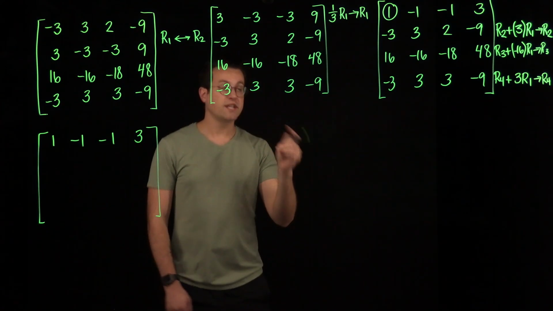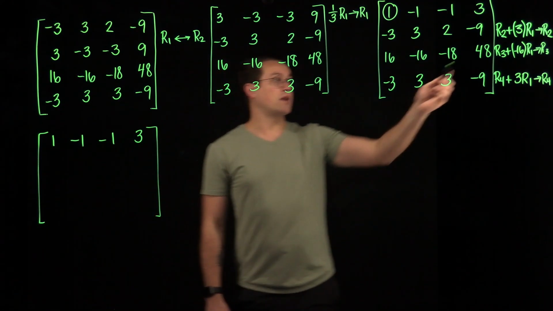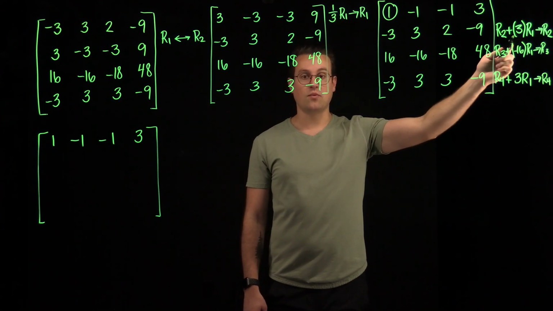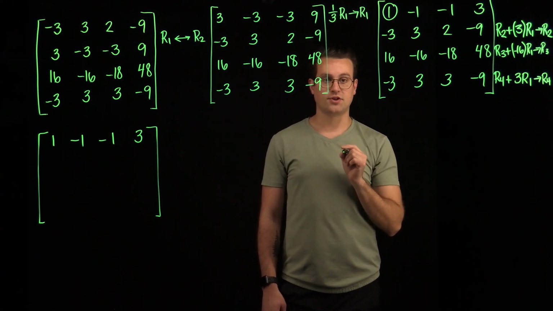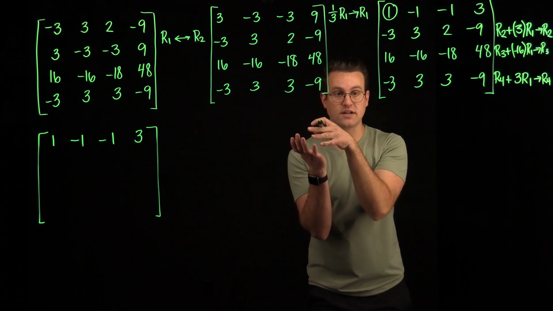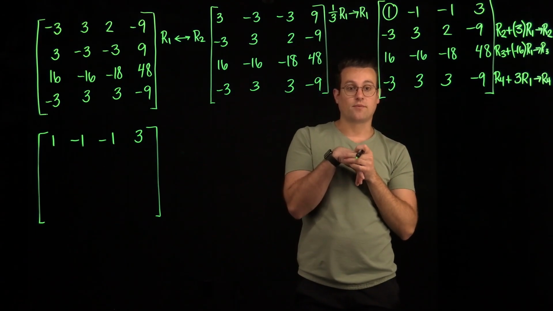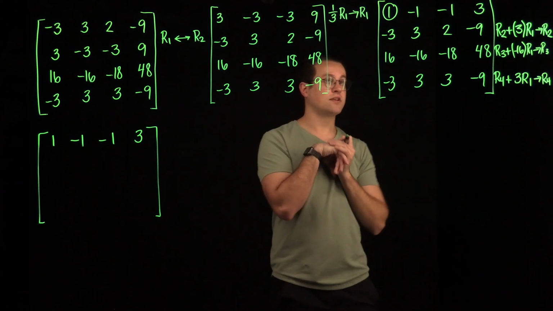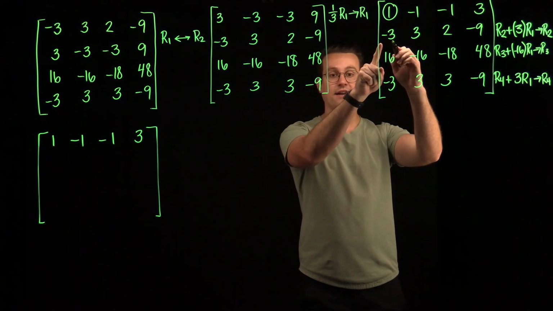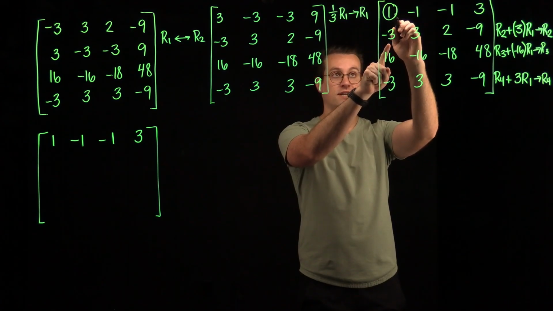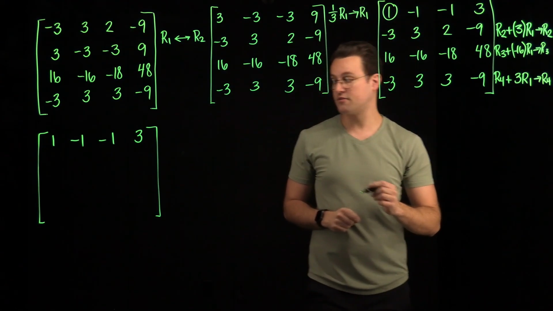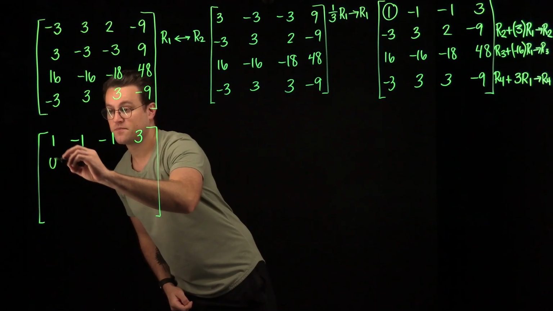Okay, then we have to be careful with order of operations, right? We want to make sure the 3 is getting multiplied by row 1 and we're adding that to row 2. We don't want to do row 2 plus 3 and then multiply by row 1 because that doesn't follow order of operations. So here I'd have -3 plus 3 times 1. So -3 plus 3 gives me 0.